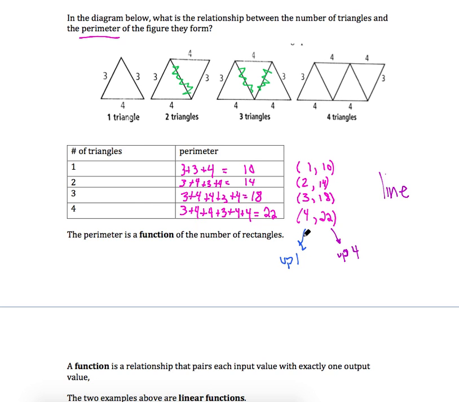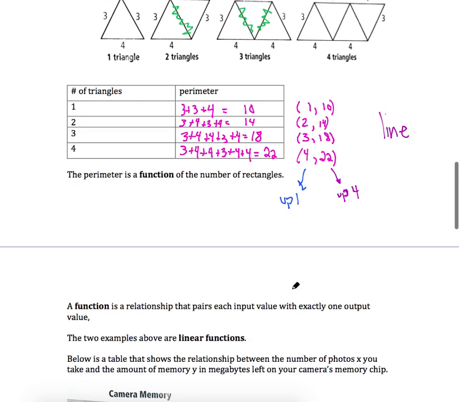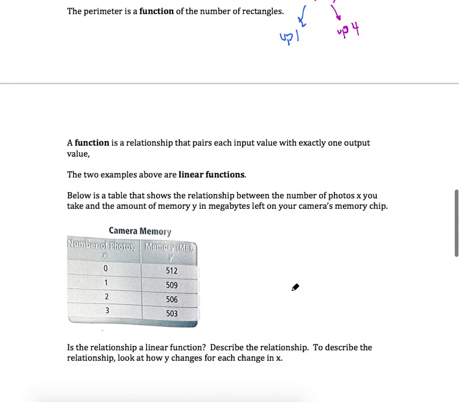Because the x's have a consistent pattern and the y's have a consistent pattern. So this is kind of summarizing what we've been investigating up here, and that is a function. A function is a relationship that pairs the x's and the y's. So that input value is the x, and the output value is the y. So it pairs an x and a y.